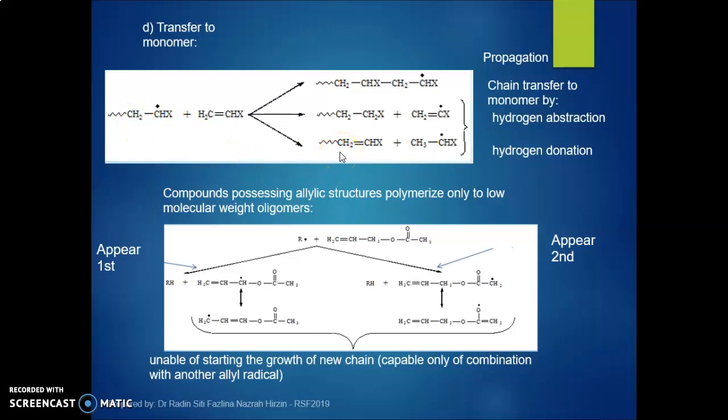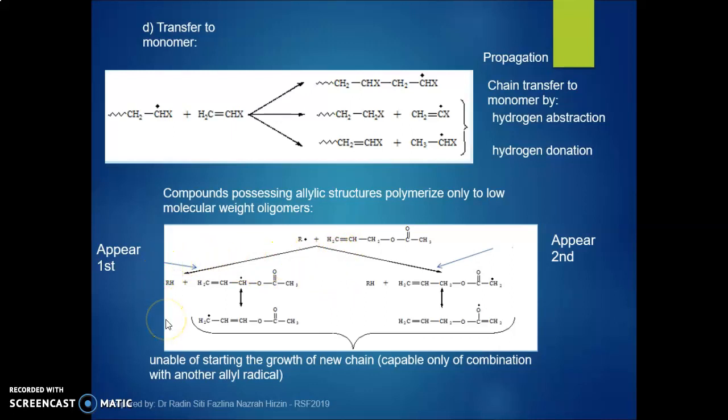For hydrogen donation, we can see that the hydrogen in this structure, the double bond in this structure, it transfers the hydrogen to the adjacent bond. Dia transfer hydrogen ke sini. So dia jadi CH3, and then the double bond dia transfer ke sini. Okay, this is the example of chain transfer to monomer.